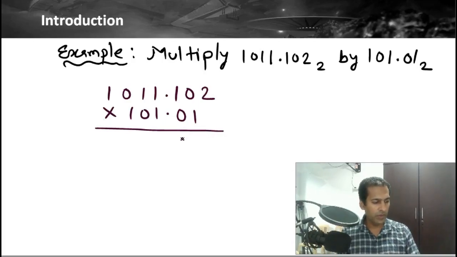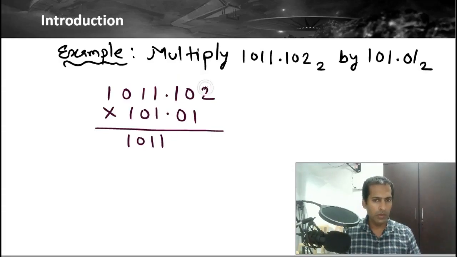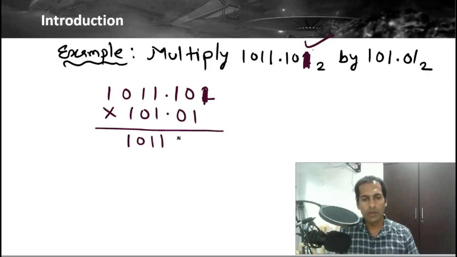So let us do first with the 1. If we multiply with 1, we will get the entire number as it is. Say we will get 101. We don't get 2 here actually. There is no 2 in binary number. We have to remember it. So then after this we will get this same number 101.